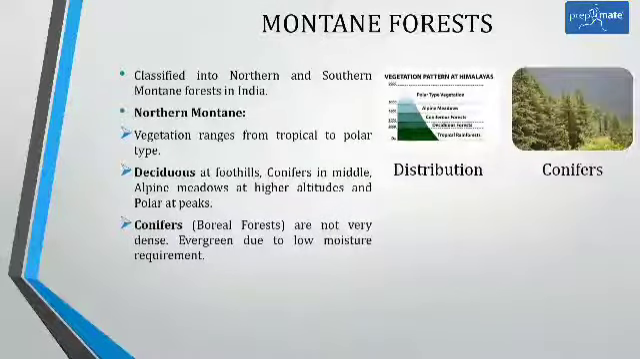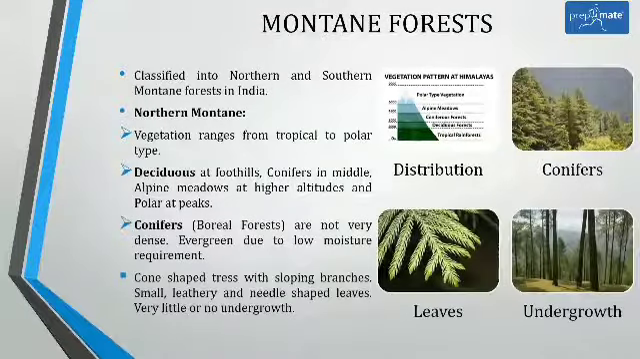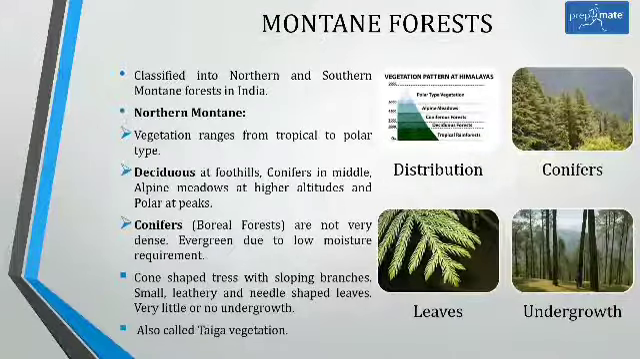Coniferous forests or boreal forests are not very dense. They remain evergreen throughout the year on account of low moisture requirement. The trees are conical in shape with sloping branches to prevent accumulation of snow. The leaves are small, leathery, and needle-shaped. There is little undergrowth in these forests due to non-availability of organic matter. Coniferous vegetation is also called taiga type of vegetation because in Russia, the world's longest stretch of coniferous forest is locally called taiga.